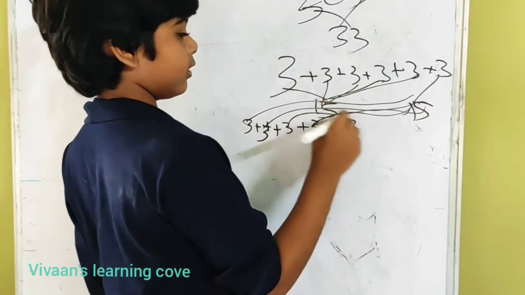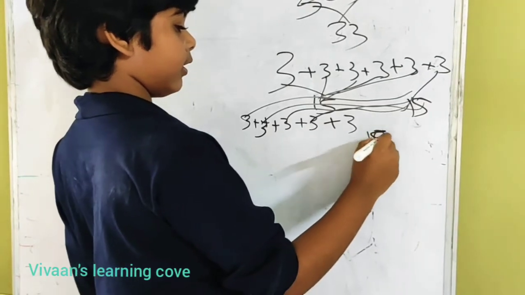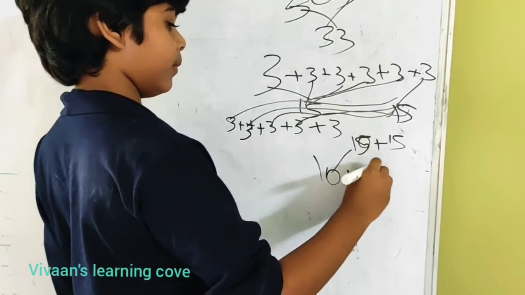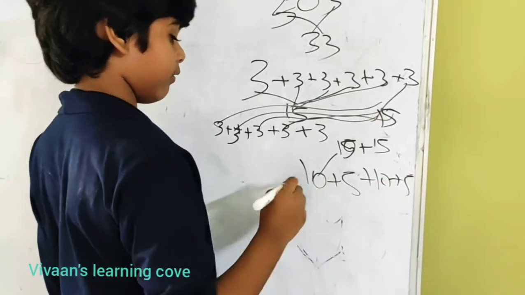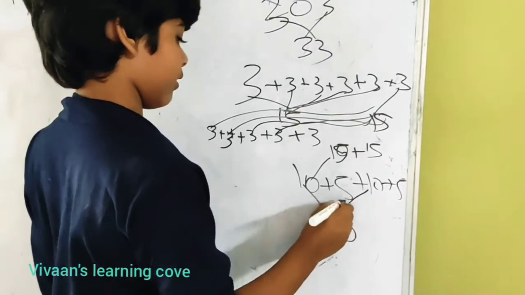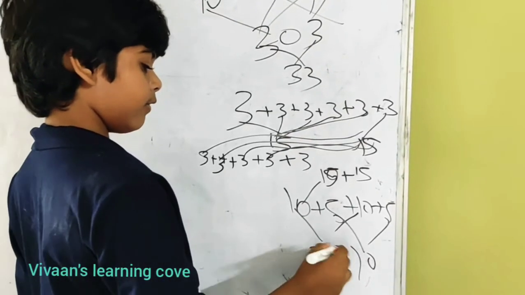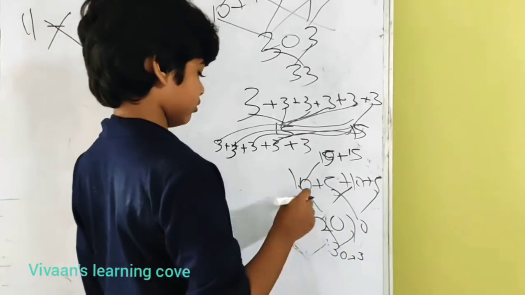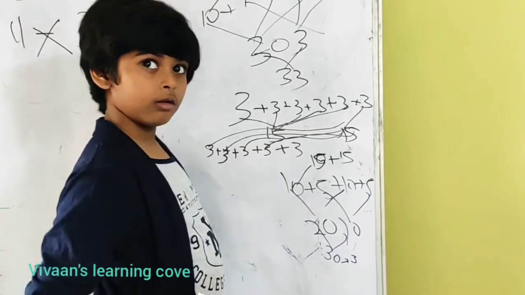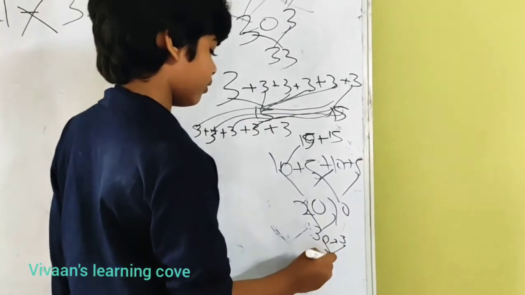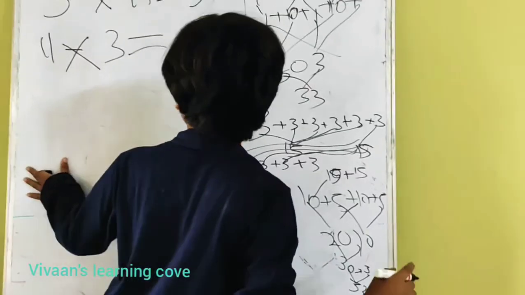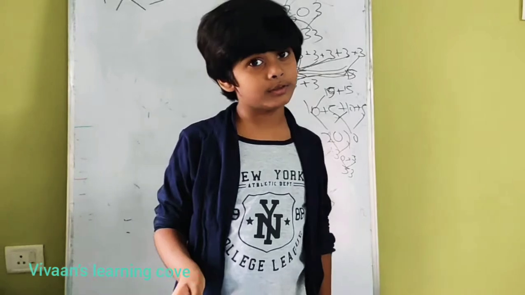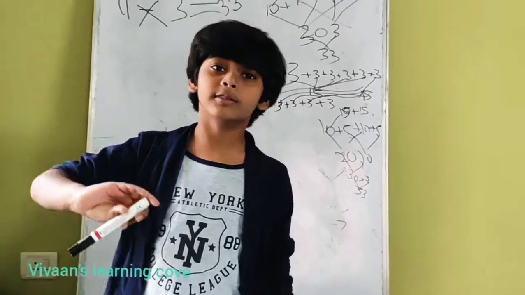15 plus 15, 10 plus 5 plus 10 plus 5. 10 plus 10 is 20. But if we add these two, it will become 30. 30 plus another 3. See, there was a 3 left here. So, 30 plus 3 equal to 33. So, 11 times 3 equal to 33, or 3 times 11 is 33.